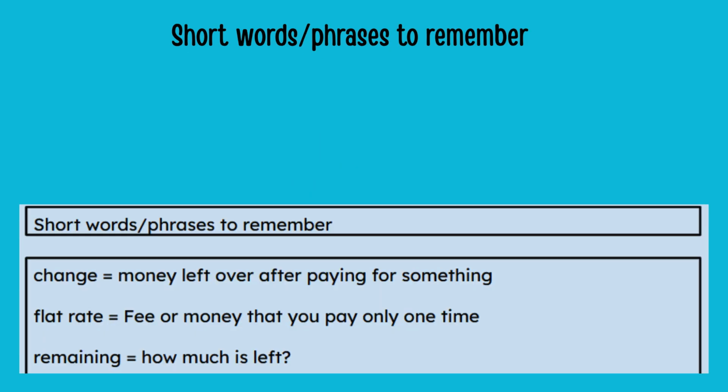When dealing with money, remember that there are terms such as change, which means the money left over after paying for something. There's also a term called the flat rate. It's a fee or money that you only pay one time. You can refer to your change also as the amount remaining. So if your teacher says, "How much is remaining?" she really wants to know how much is left over.